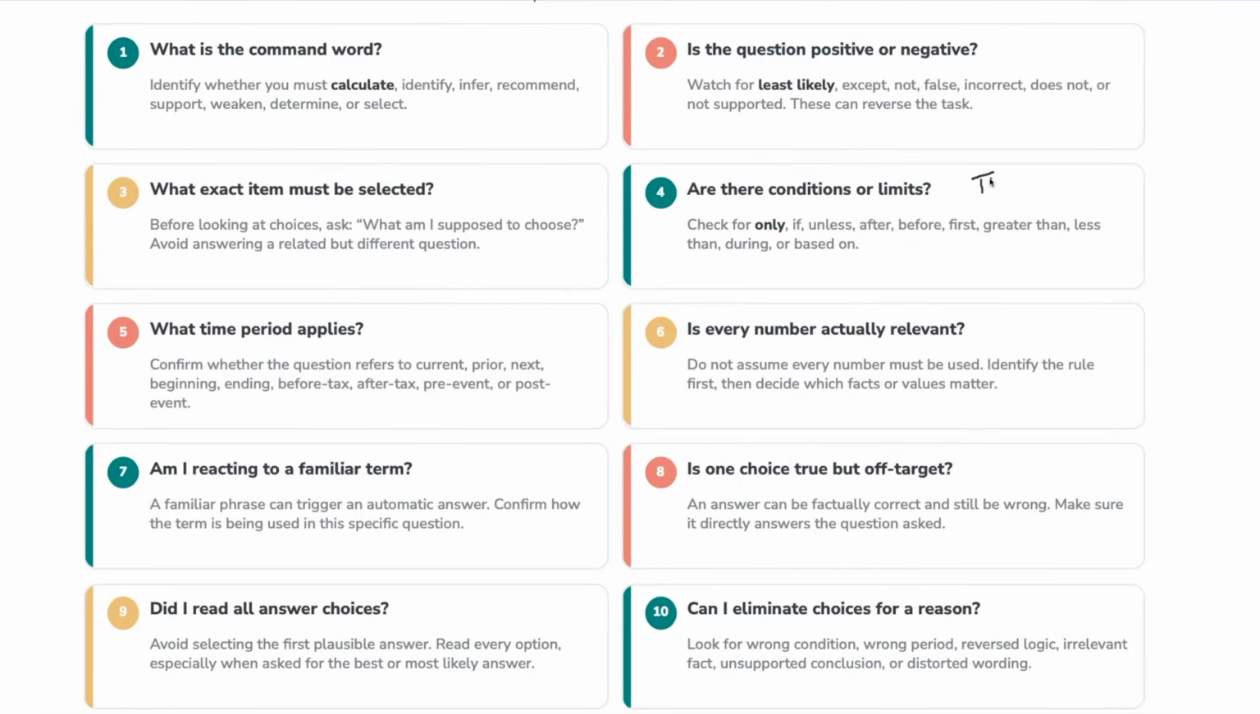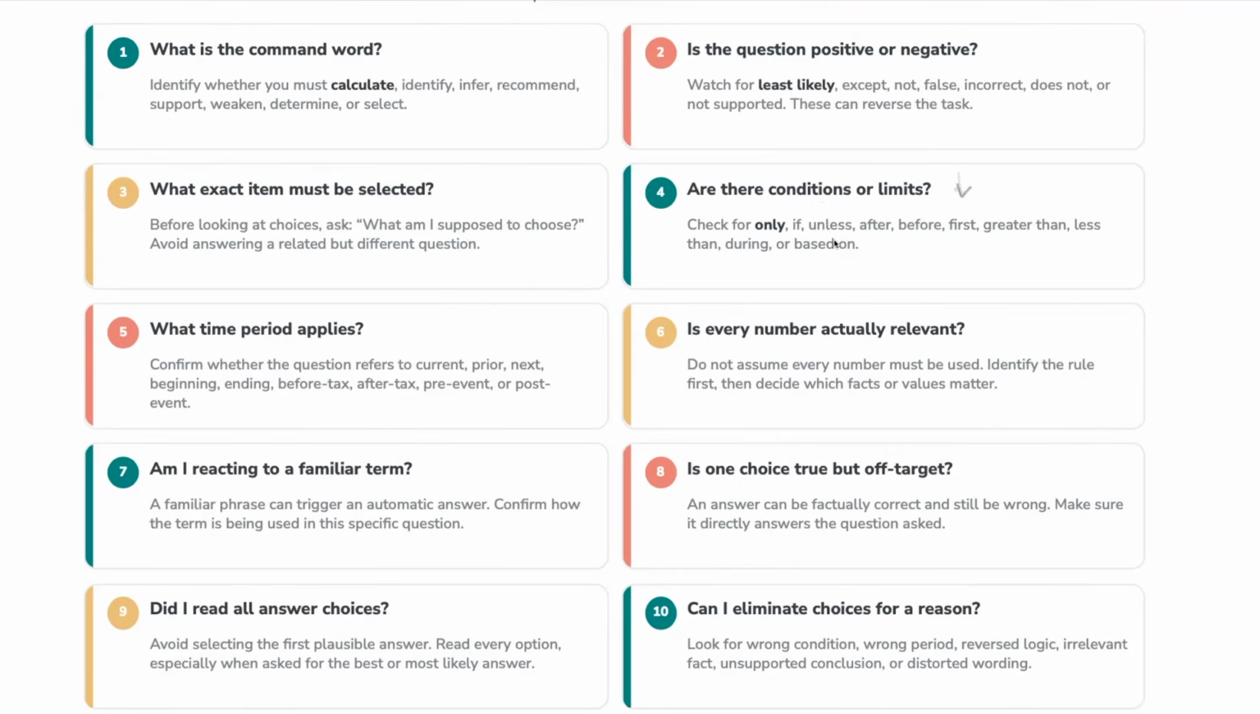Let's use an example from time value of money. Suppose the question says, if interest rates increase, what is most likely to happen to the price of an existing fixed rate bond, assuming all else equal? That phrase, assuming all else equal, matters. We are not talking about credit quality changing. We are not talking about liquidity changing. We are not talking about the issuer becoming stronger, just interest rates. So the price of the fixed rate bond should fall.